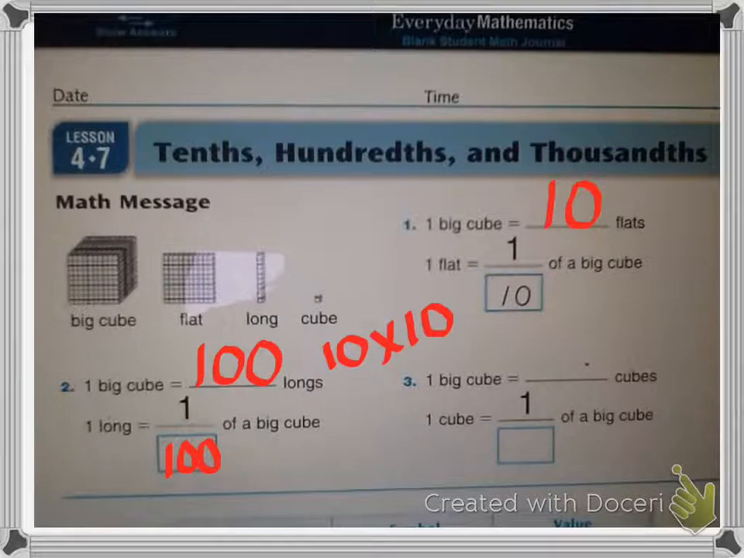Number 3, we have one big cube. How many small cubes, little centimeter cubes, would that be? We're going to take 10 times 100, which is going to give us 1,000 cubes. One cube is equal to what fraction of a big cube? It will be 1 out of 1,000.